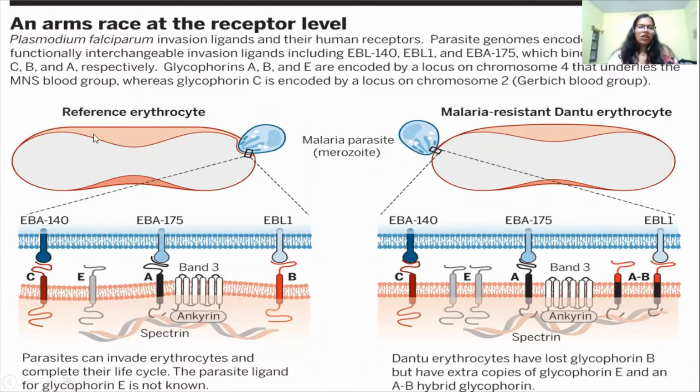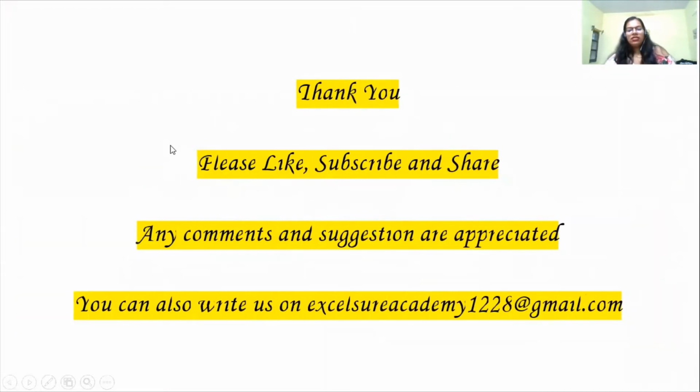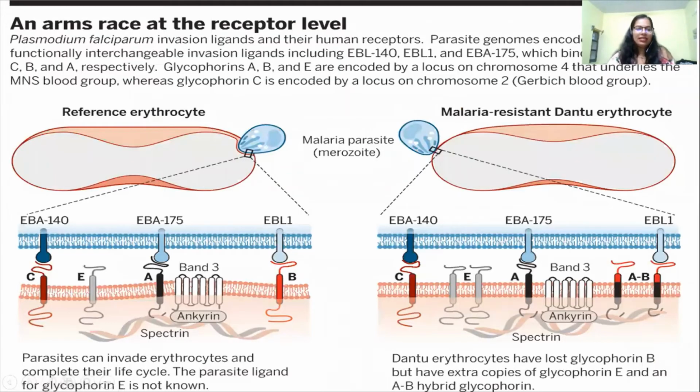Now, Plasmodium invasion ligands, just one second. Here what I want to discuss is that there are certain receptors which are present on the malarial parasite also. So for example, this is your malarial parasite, and then this is our RBC membrane.